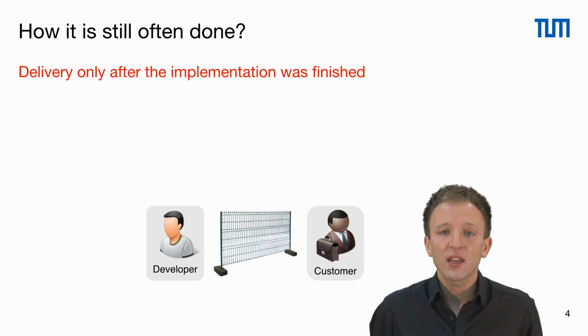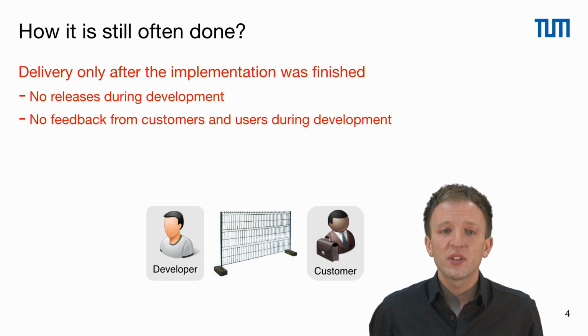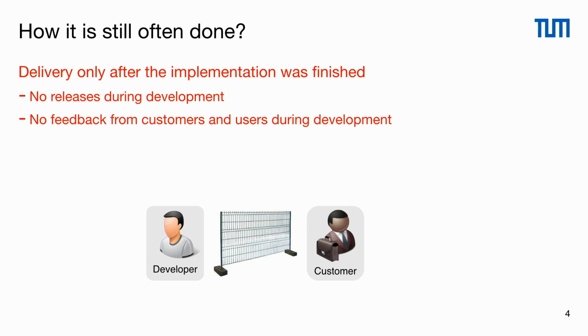It is still often the case that the development team only delivers once after the implementation was completely finished. During the development, the team does not release the software and cannot obtain user feedback from customers or end users. Developers need a lot of time to manually create a release and literally throw it over the fence to the customer, and then they don't care anymore about the use of the software.